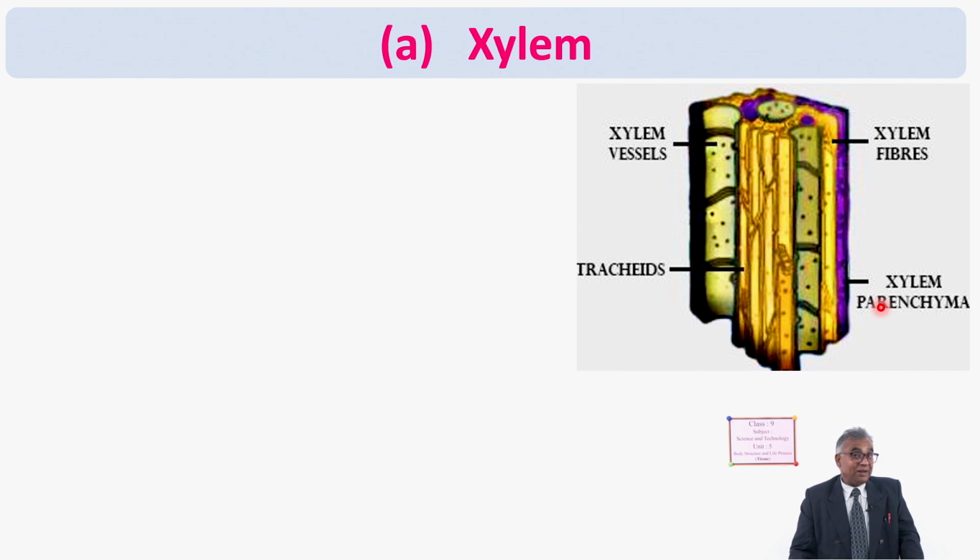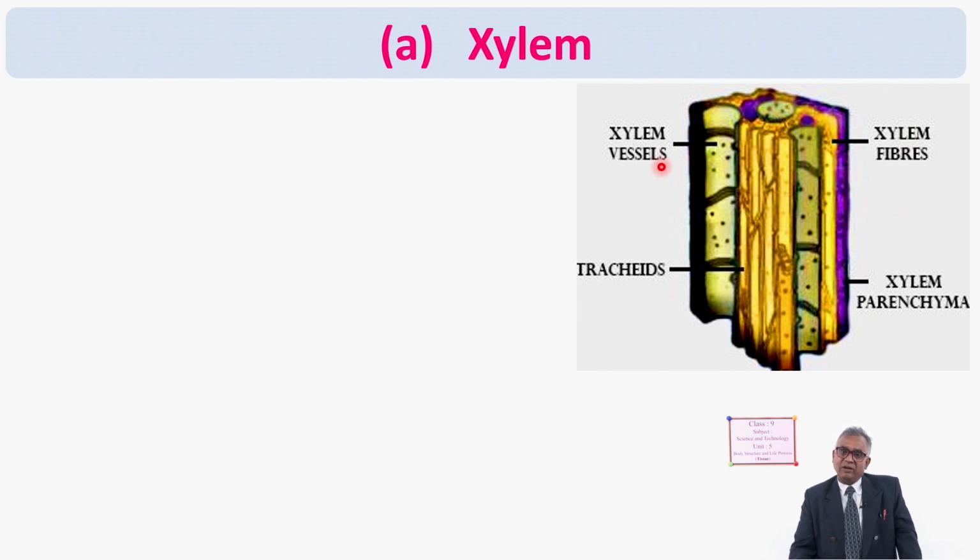Parenchyma is a tissue. That parenchyma which is found in xylem is called xylem parenchyma, and those sclerenchyma, fibrous sclerenchyma found in it are called xylem fibers. Okay, and they are not main cells, because fibers and parenchyma are found in phloem also.